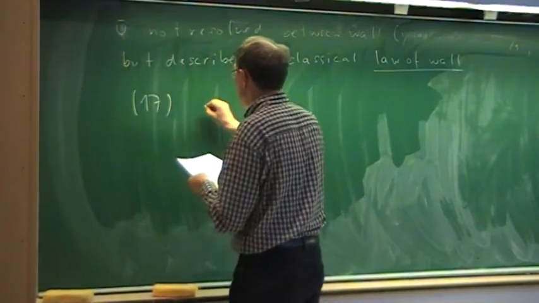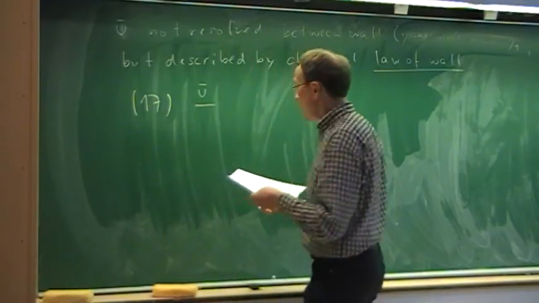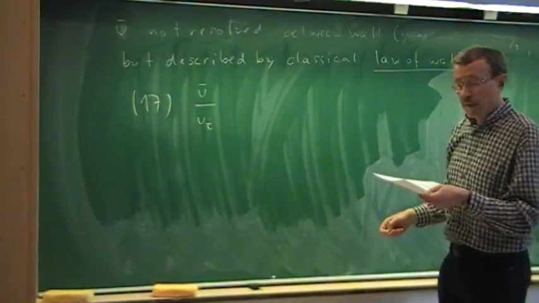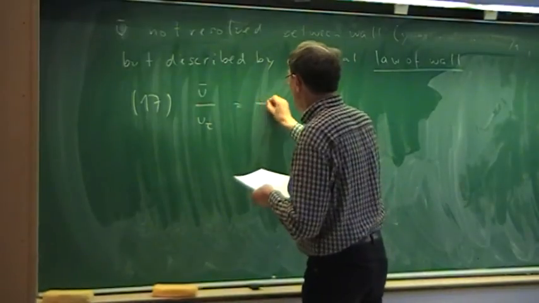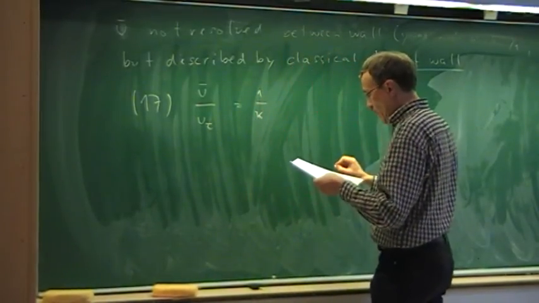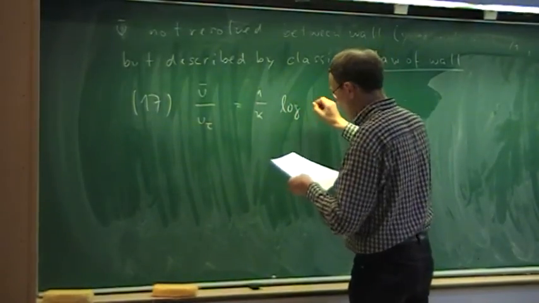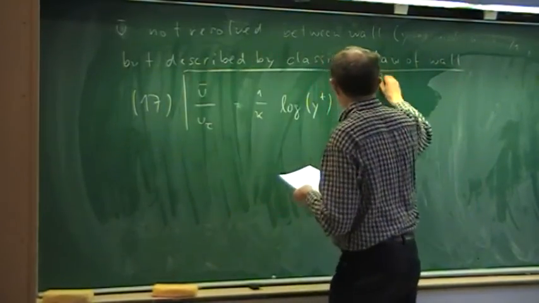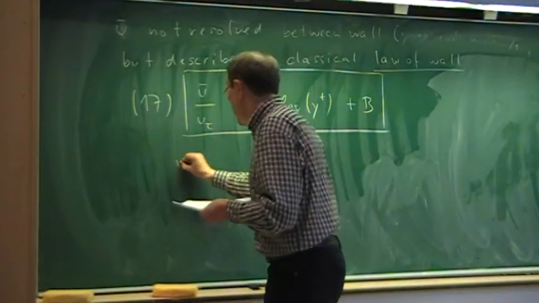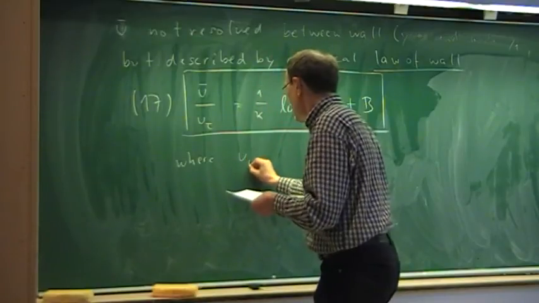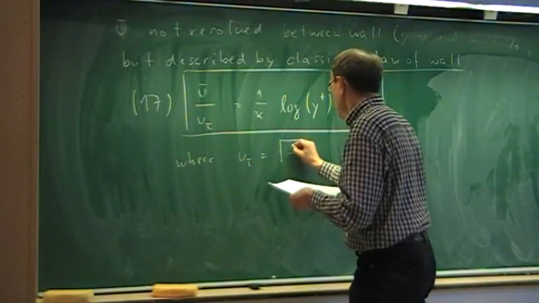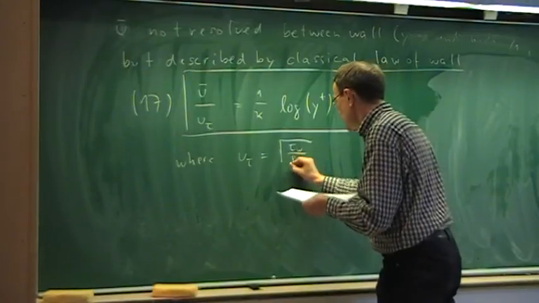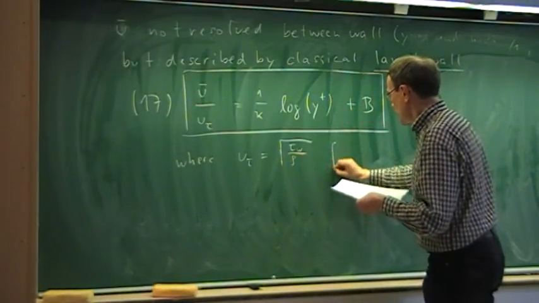And this is what you learn in fluid mechanics, that the velocity component of the mean flow with respect to the friction velocity, I'll give that in a moment, is equal to 1 over kappa, the von Karman constant, times the logarithm of y plus some constant B. So in here, just to tell you the parameters, u tau is the friction velocity, that is the square root of the wall shear stress tau w divided by the density rho. So that is the friction velocity.